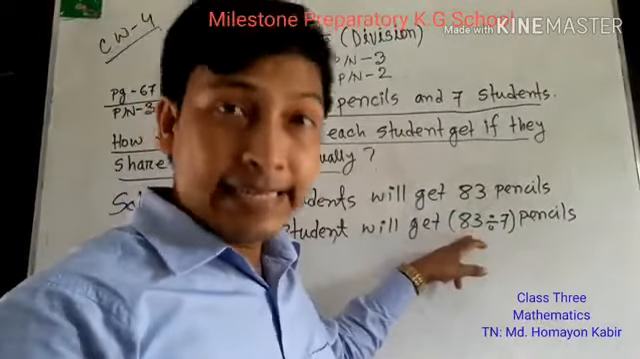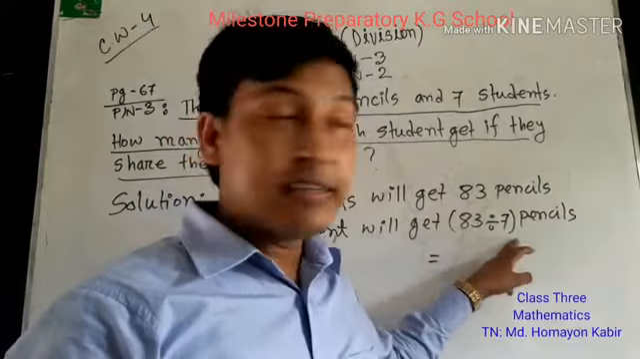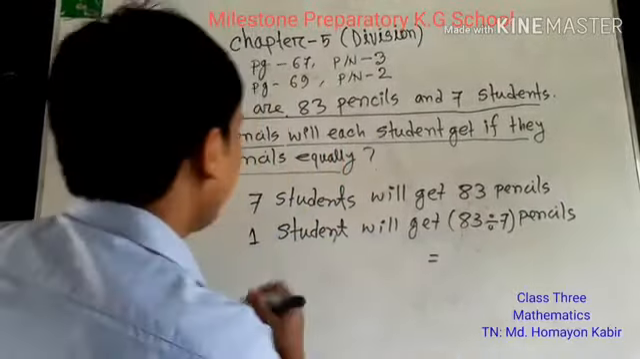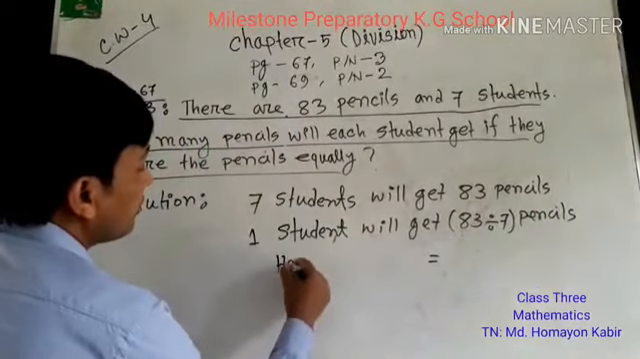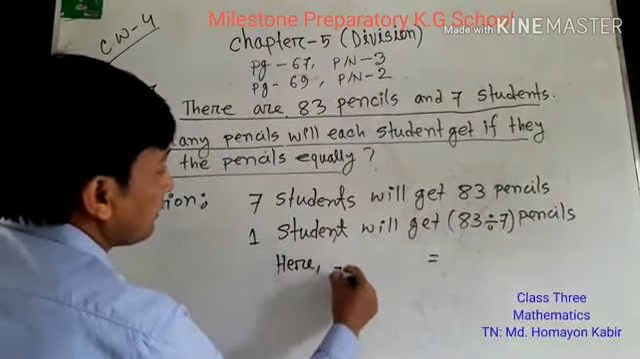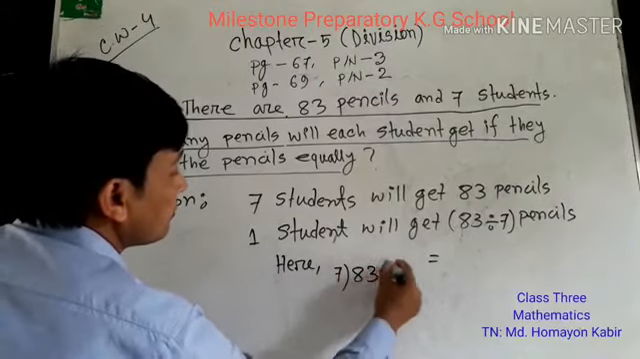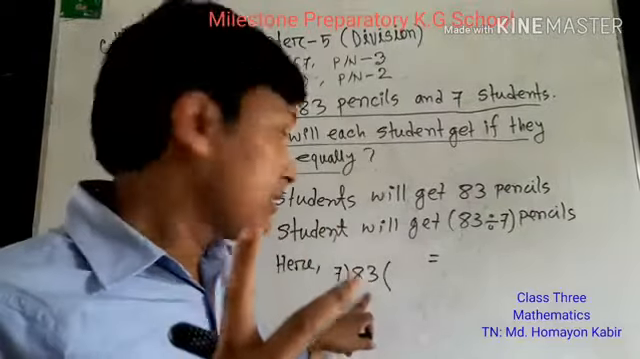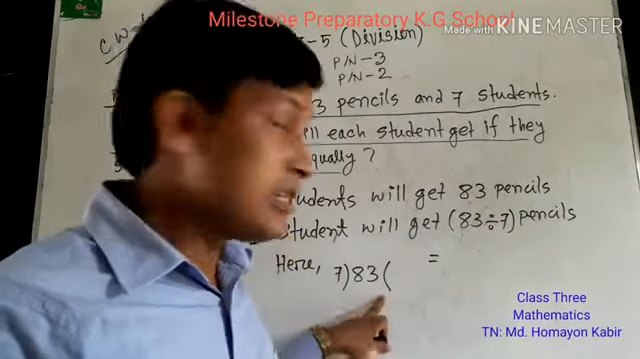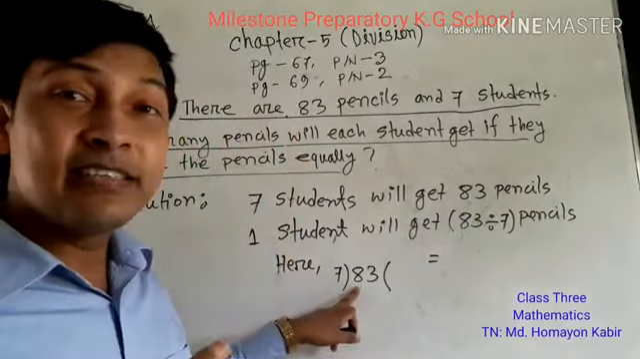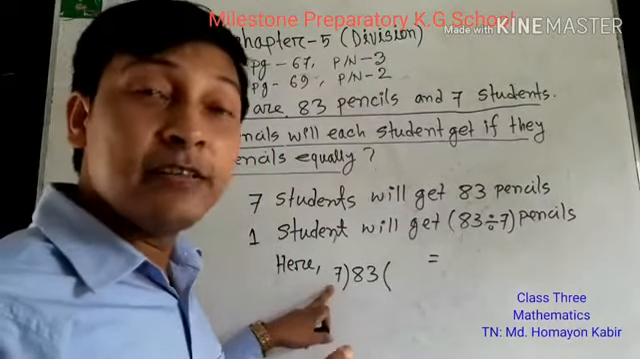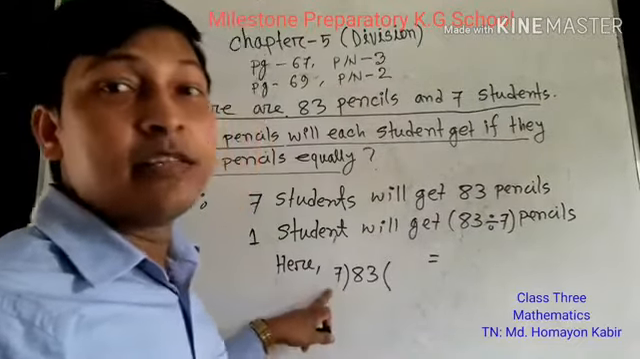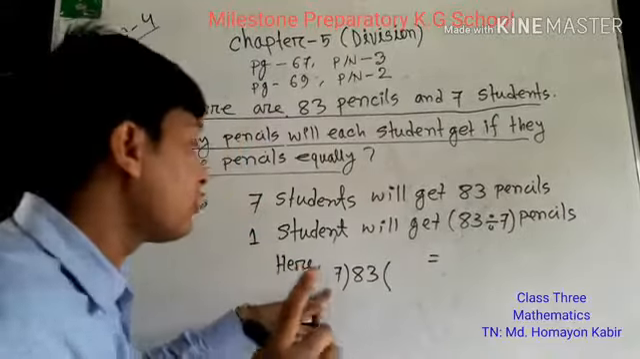Okay. So here 83 is the dividend and 7 is the divisor. So we have to do rough work now. Now how many digits in the dividend? 2 digits. First one 8, second one 3. So look here students. First digit is 8, and our divisor is 7. So 8 is greater than 7. That's why we take 1 digit, not 2 digits.